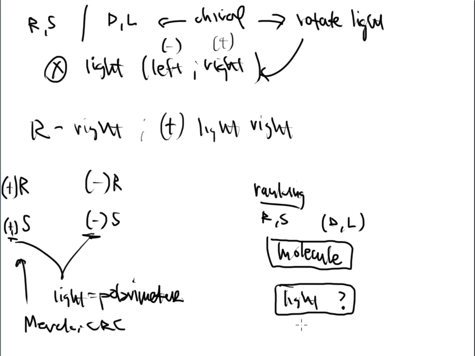If the molecule rotates light right-handed, it's a positive. If it rotates light left-handed, it's a negative. And that's the nomenclature system that we use for the polarimeter, or how the molecule will rotate the light. So in the next video, we'll look at the instrumentation.